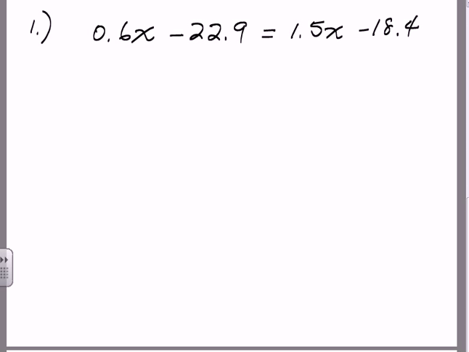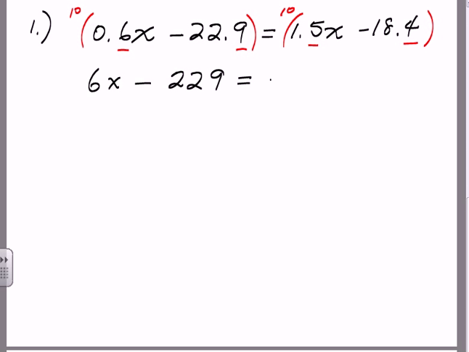Okay, so in this first example, we have 0.6x, and so on. So right now I'm interested in how many digits there are after the decimal. There's 1, there's 1, there's 1, and there's 1. So if we move everybody's decimal over 1 place to the right, what we're really doing is multiplying by 10. But the shortcut for that is just move the decimals. So the result would be move that decimal over 1 place, 6x. Move that decimal over 1 place over, 229. Move it over 1 place to get 15x minus 184. So does that look easier?